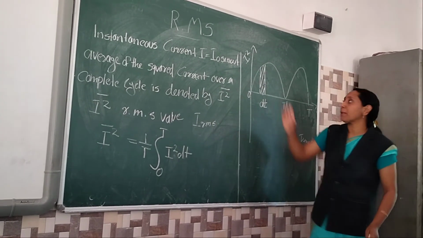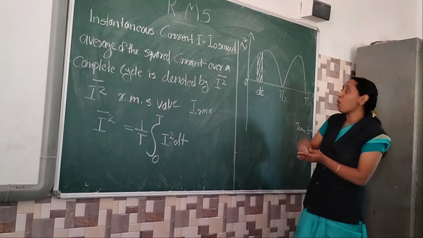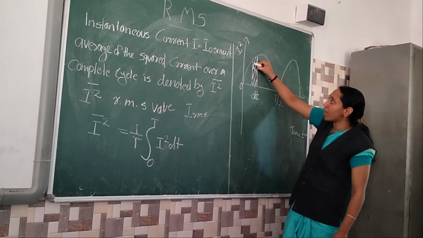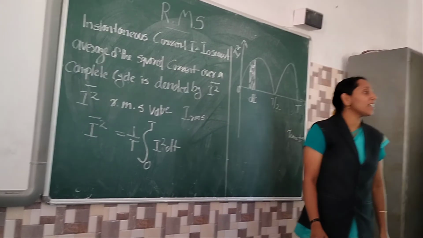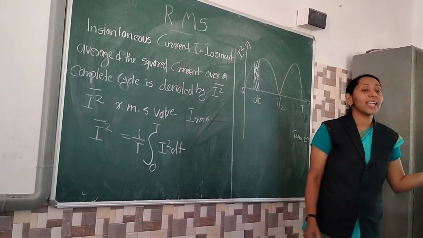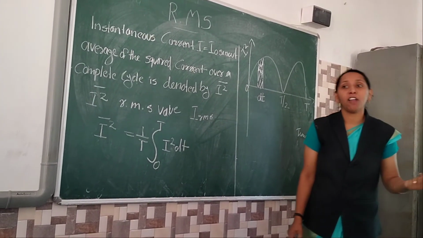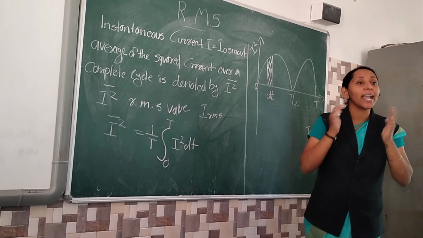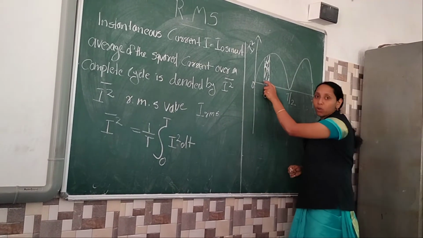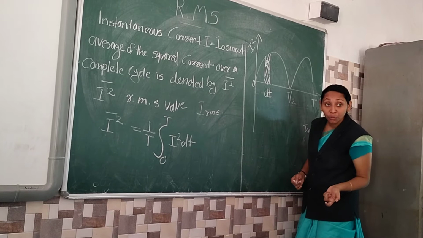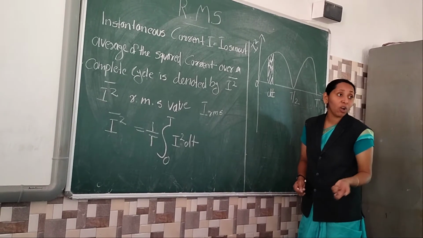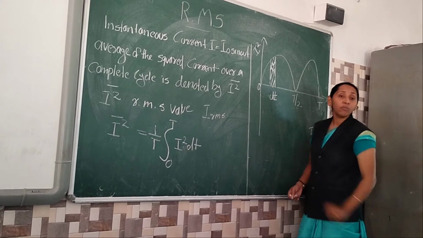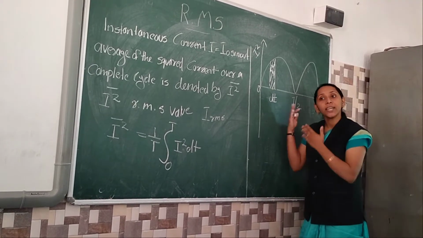What can I do? I am considering a small portion. This small portion में current value I square है. So that I square you should take to integrate. You will get the full cycle का IRMS value मिलेगा. So I square is the IRMS value of this small portion. What we want to do? We want to find the IRMS value of this full cycle. How we should take? Integrate this.